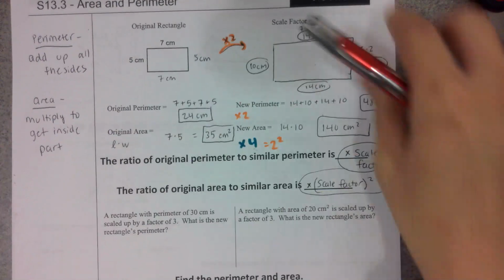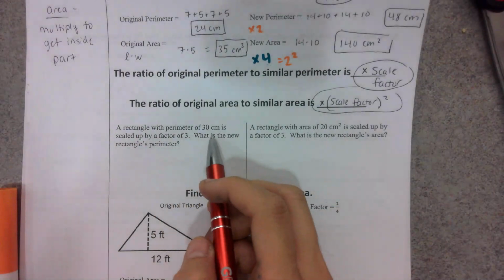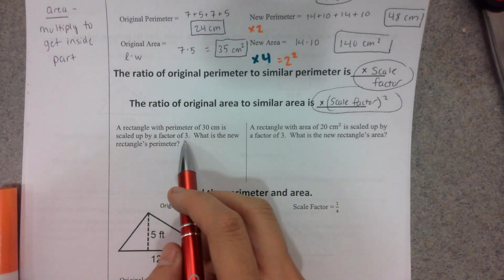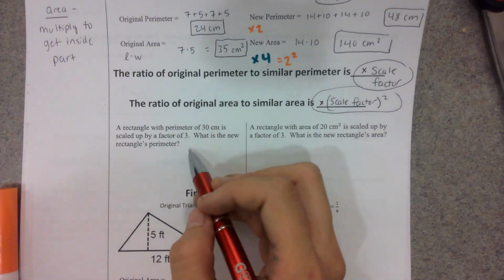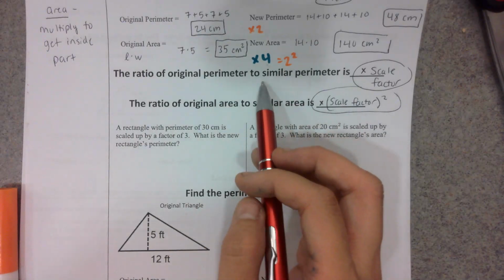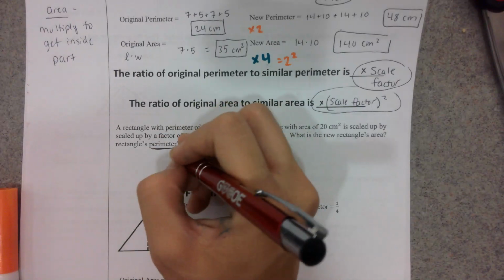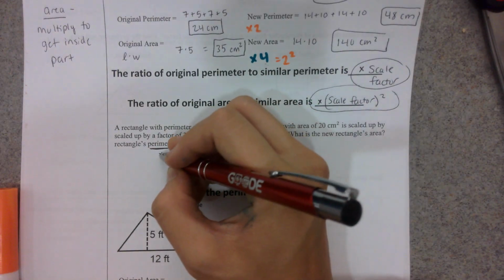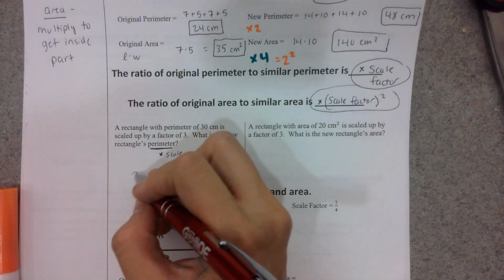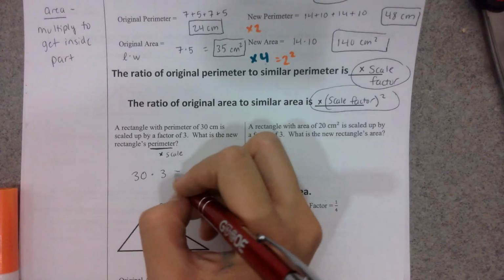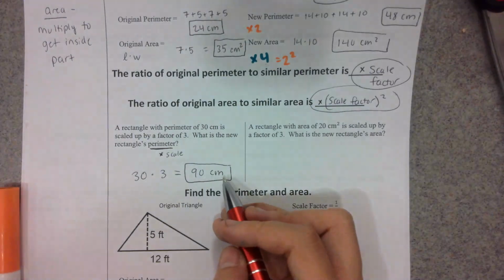Okay, so let's start with a few problems. A rectangle with a perimeter of 30 centimeters is scaled up by a factor of 3. What is the new rectangle's perimeter? Right? So when we do perimeter, it's just times the scale factor. So we do 30 times 3 equals 90, and then we need our units. So make sure you have centimeters.